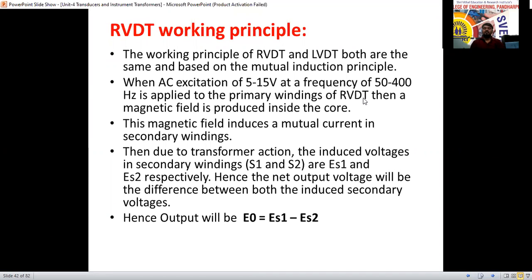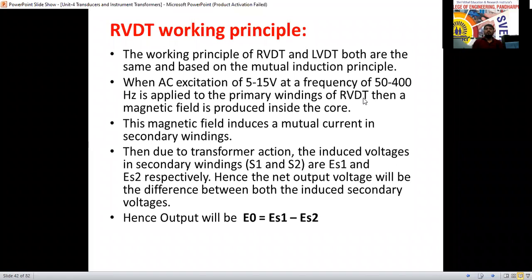Whatever the primary winding is there, a magnetic field will be produced inside the core. This magnetic field induces a mutual current in the secondary windings. So it is completely the induction, the mutual inductance principle. The flux lines it produces link with the secondary windings S1 and S2.